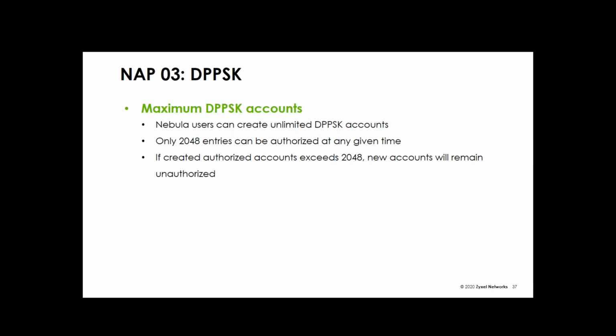There are certain maximums that we ought to let you know. As it says here, Nebula users can create an unlimited number of accounts, but only 2,048 entries can be authorized at any given time. So if a created account exceeds 2,048, new accounts will remain unauthorized. Obviously, 2,048 accounts associated with an access point is a huge number, so it's not really an unrealistic limitation.